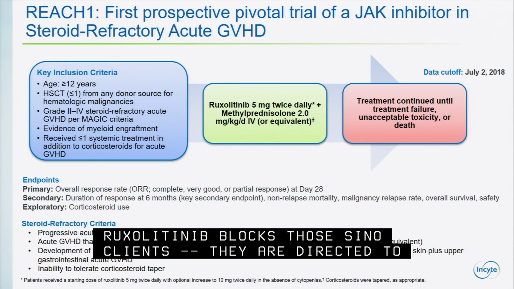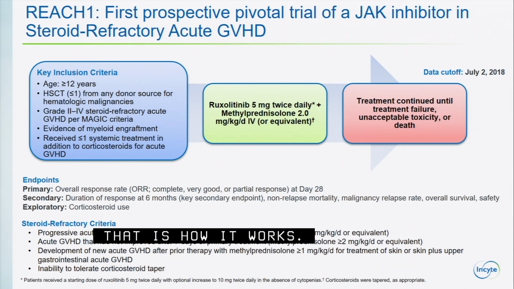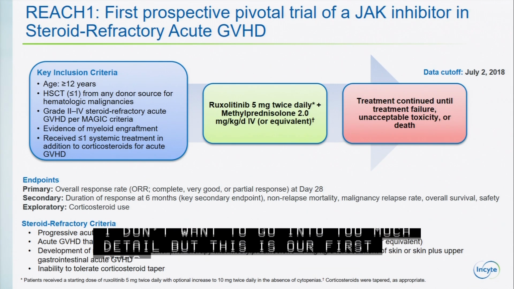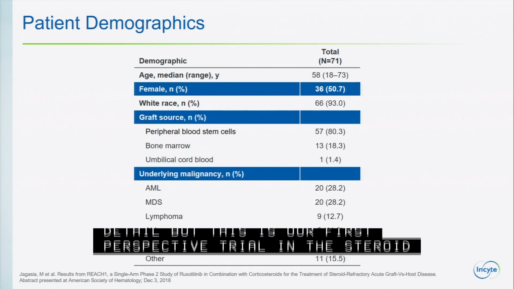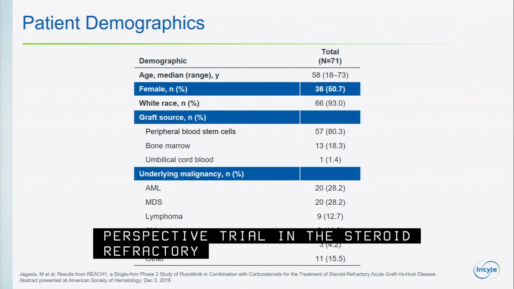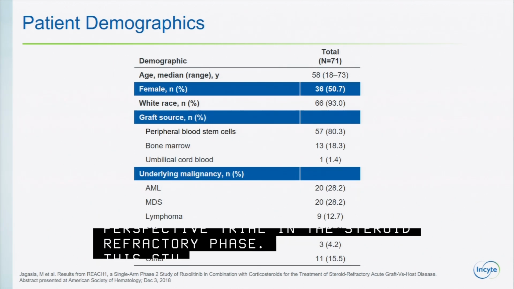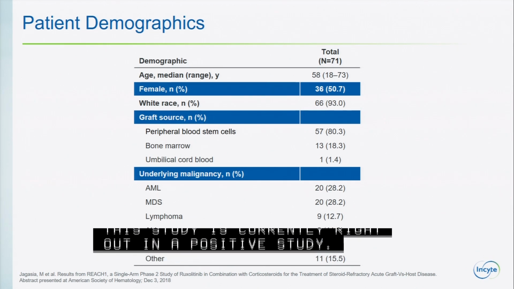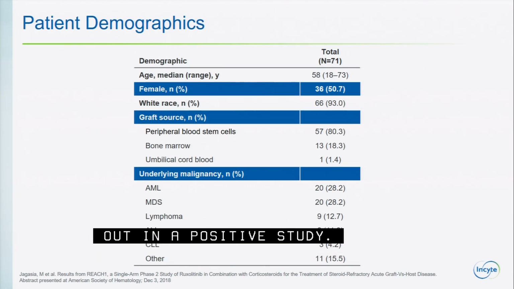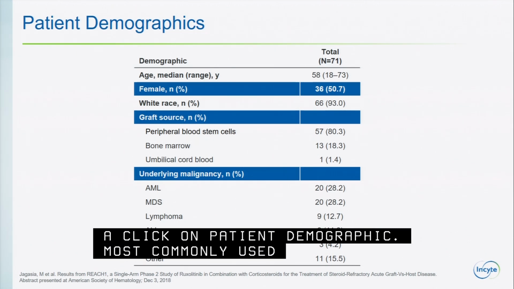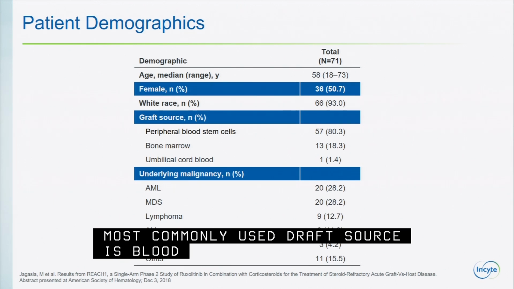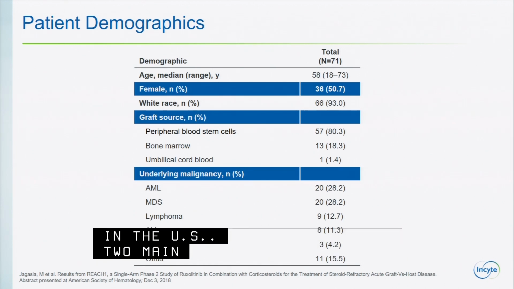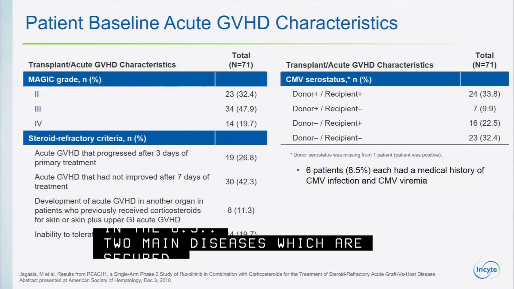I don't want to go into too much detail, but this is our first prospective pivotal trial of ruxolitinib in the steroid refractory space. As I mentioned, there are no other treatments available. This study is currently read out and is a positive study. Just a quick note on patient demographics: median age is 58 years, and the most commonly used graft source is peripheral blood, which is how most of these transplants are conducted in the U.S. Two main diseases, acute myeloid leukemia and myelodysplastic syndrome, are the primary reasons why patients undergo these transplants.